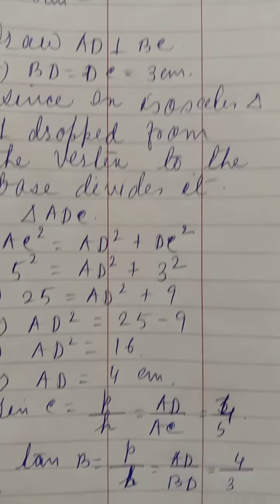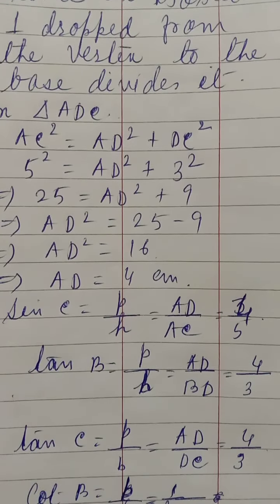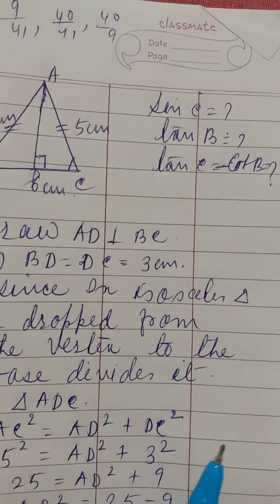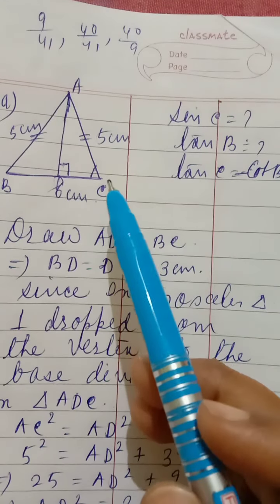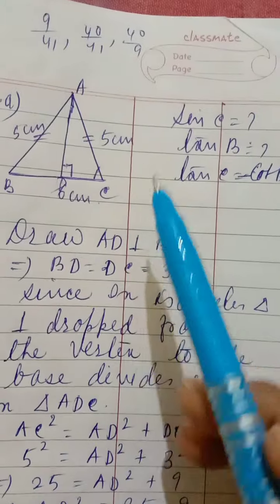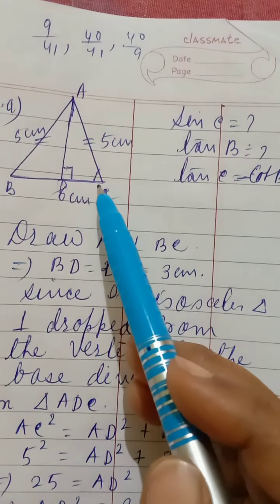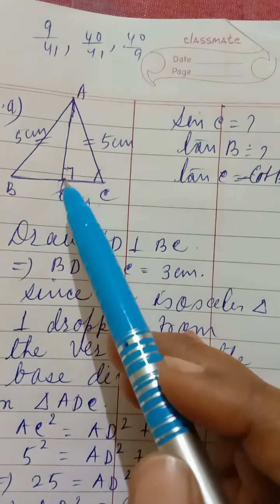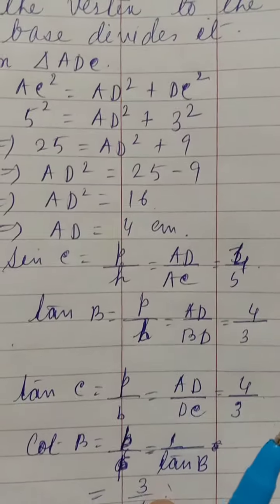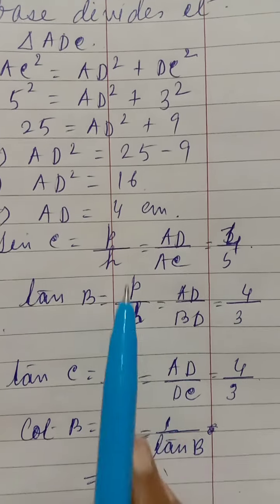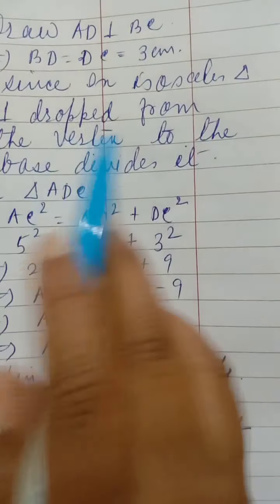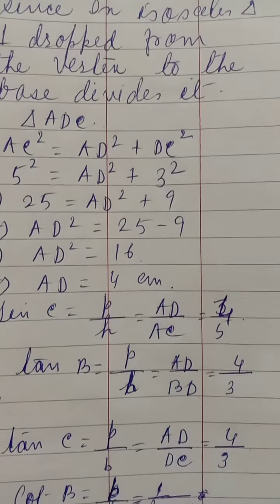Now the third part is saying you have to find the value of tan C minus cot B. That means we have to find out tan C and cot B both. So tan C is what? It's perpendicular by base. So here tan C will be equal to AD by DC. Just opposite to angle C, it's perpendicular AD and this will be the base. So AD by DC. AD is 4 and DC's value we know it's 3. So it's 4 by 3.